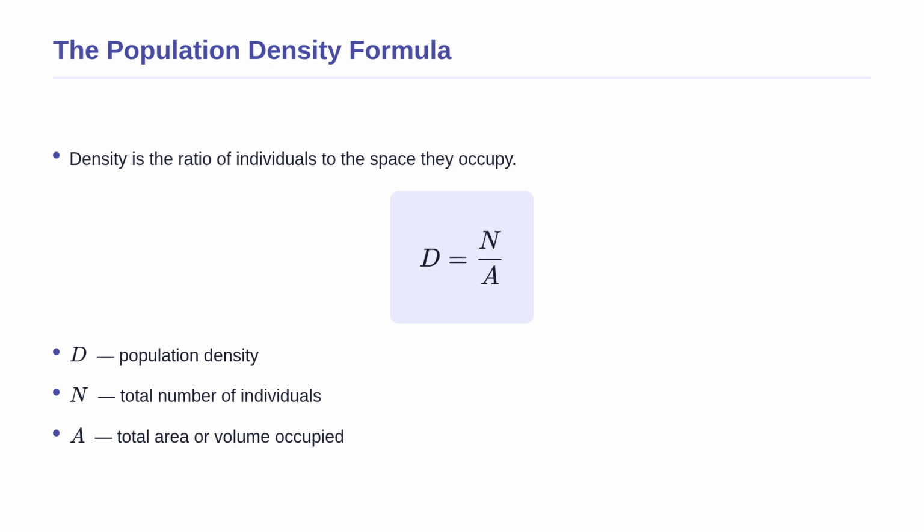If the number of individuals, N, increases while the area stays the same, the density, D, will increase, meaning the environment is getting more crowded. Conversely, if the area expands but the population stays the same, the density decreases.